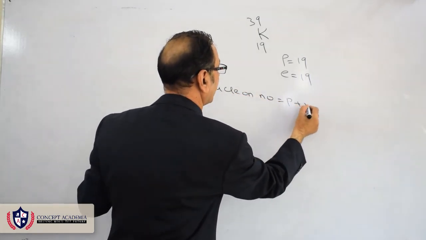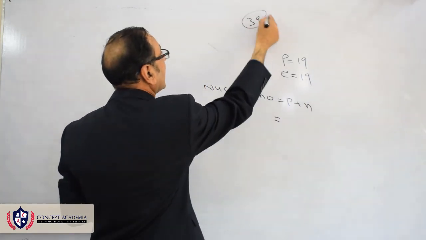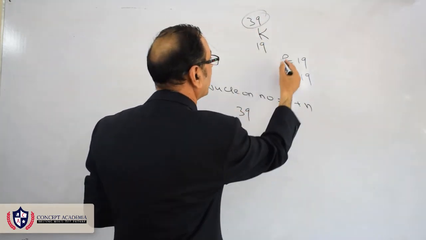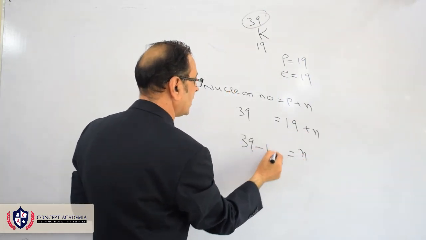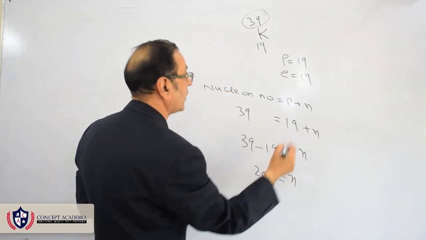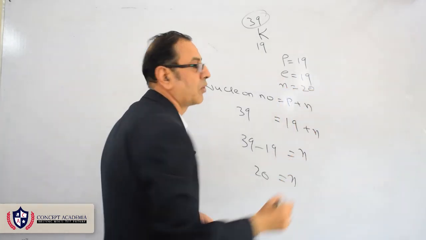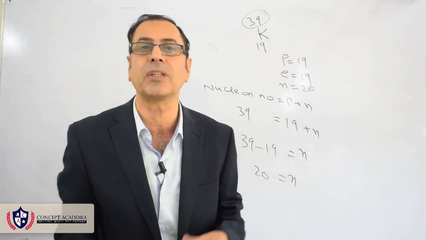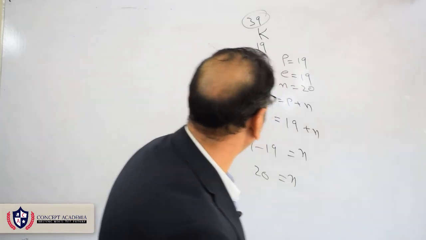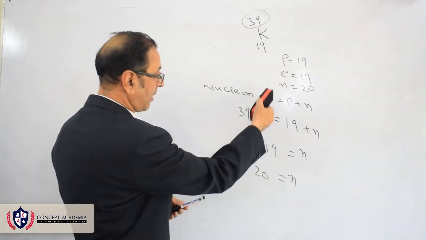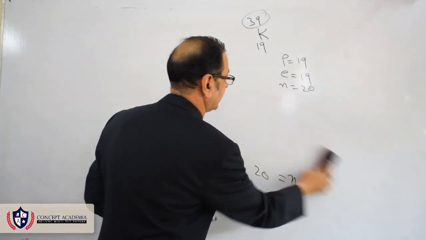equal to protons plus neutrons. The nucleon number is 39, the protons are 19, and we can find the neutrons, which are 39 minus 19, and they are 20. So we have found out the number of protons, electrons and neutrons in potassium, and this is the method we use to find the neutrons.